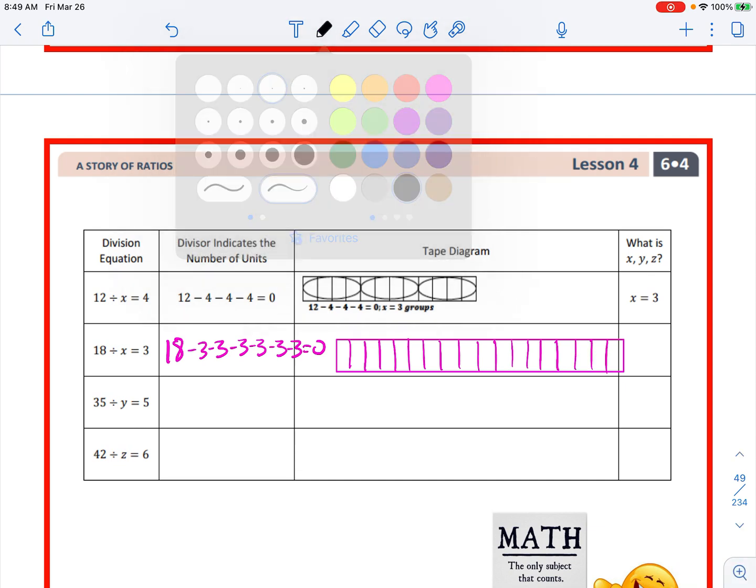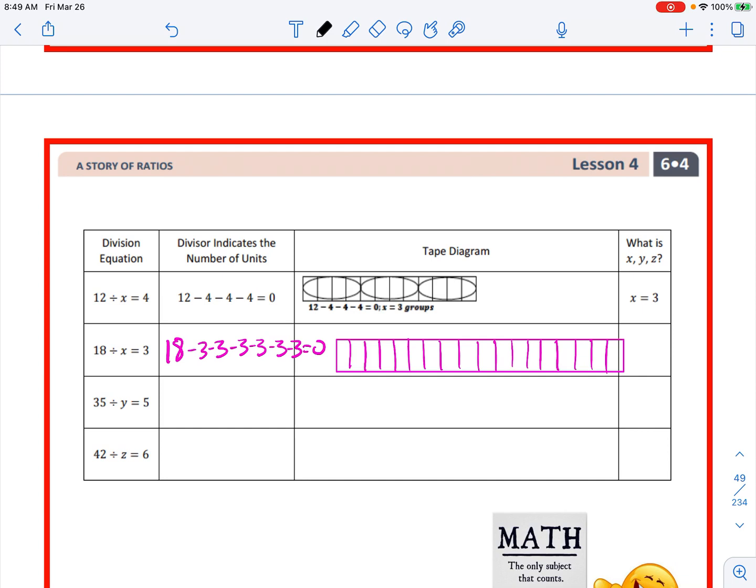Okay, 18 units, and I'm going to circle 6 groups of 3, okay? There's 1, 2, 3, 4, 5, and 6, okay? And there you have it.